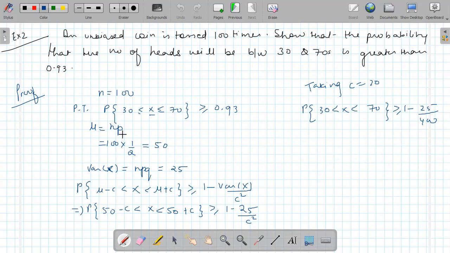Same procedure we will follow in this also. Mu is n into p, 100 into 1 upon 2, because p is the probability of getting head, 1 upon 2, and pq is 25.